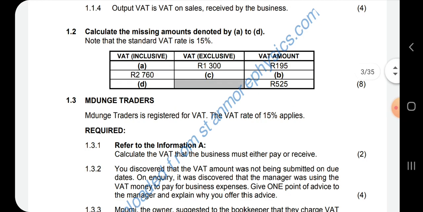So let's do number A. VAT exclusive is 1,300. The VAT amount is 195. So to get inclusive, you can just add exclusive plus VAT amount. That will give you inclusive. Or you can say 1,300 times 115 over 100.